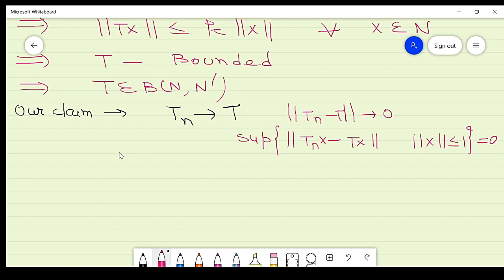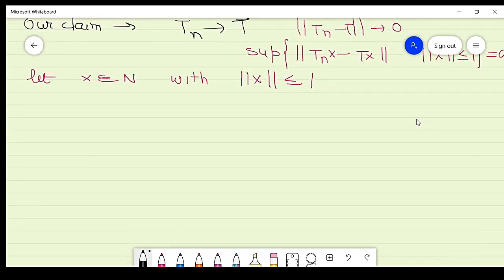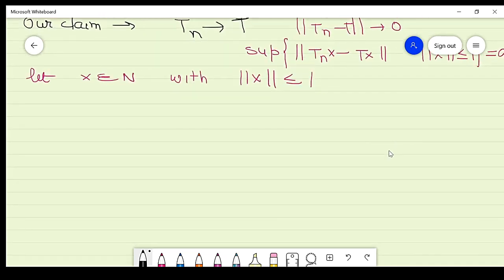It means I should start my proof from this condition. Let x belong to N with norm of x less than or equal to 1. I start my proof from this value to prove my result. And second, my purpose is to prove this part approaches 0.